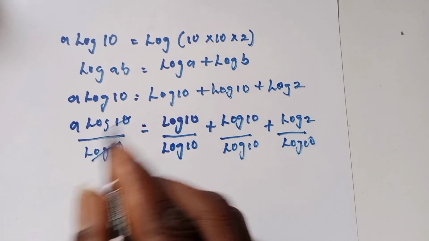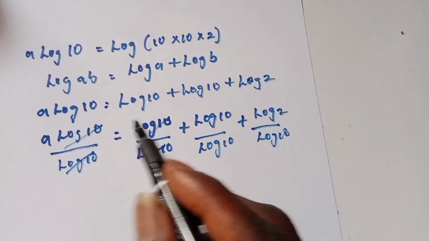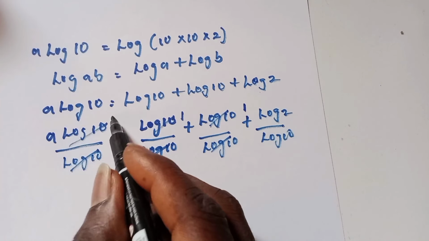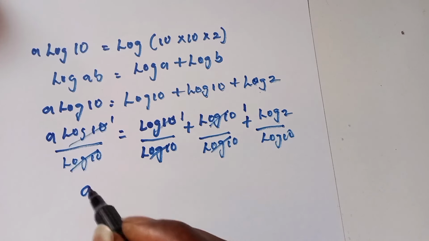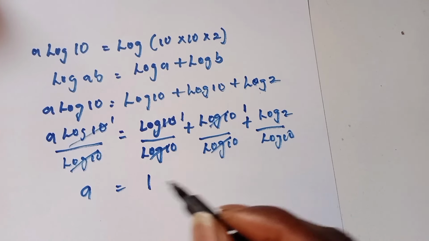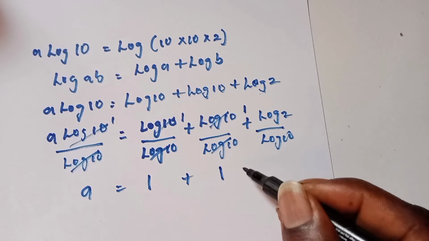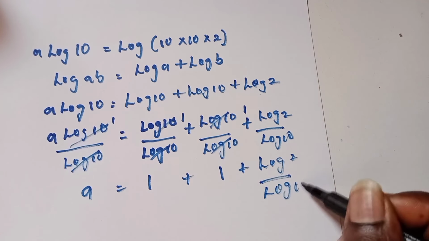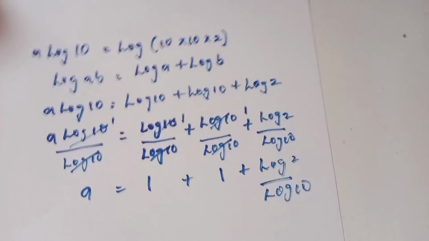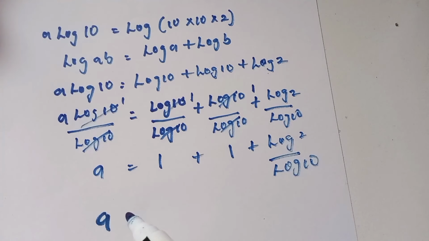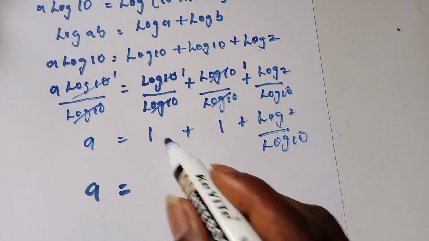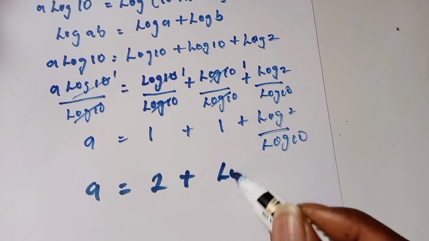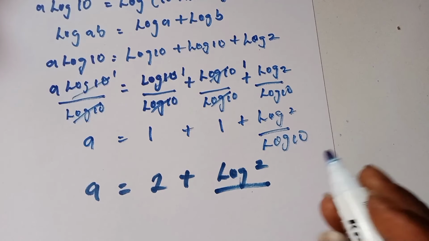From here, log 10 cancels log 10 and we are left with a. Log 10 cancels log 10, we are left with 1. Log 10 cancels log 10, we are left with 1. So we are left with a, which is a times 1 is equal to 1 plus 1 plus log 2 divided by log 10. Now from here, a becomes 1 plus 1, which is 2, plus log 2 divided by log 10.